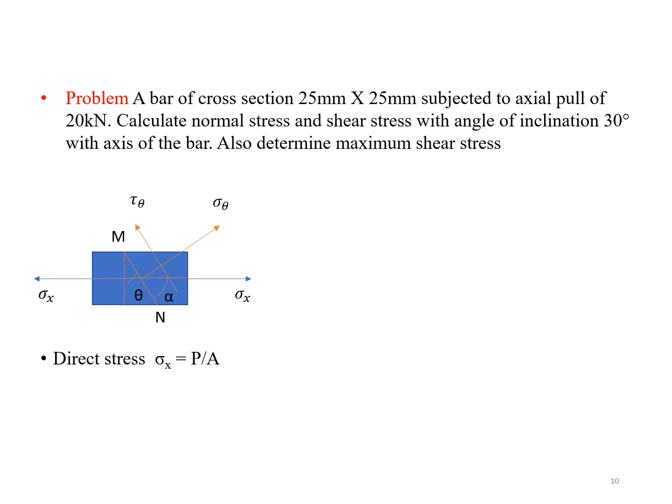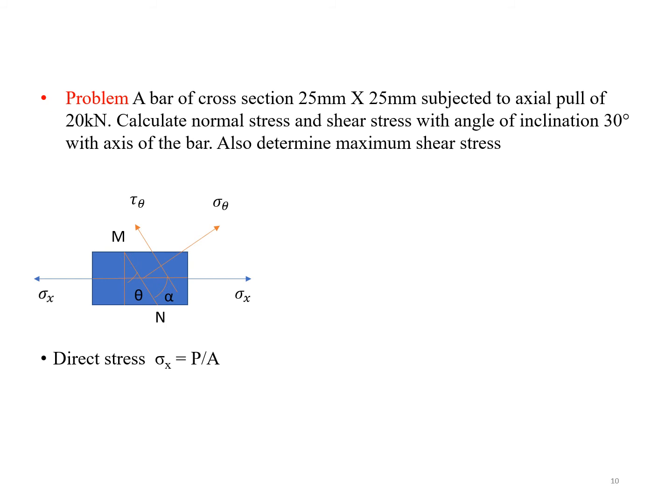So this is the problem given. You can see here the area is given, 25 by 25, length into breadth. An axial pull of load 20 kilonewtons is given, and the angle of inclination is 30 degrees with the axis of the bar. That is the angle alpha in the sketch shown. We need to find out theta for this problem. Theta is nothing but 90 minus alpha, so that we need to calculate in the problem.